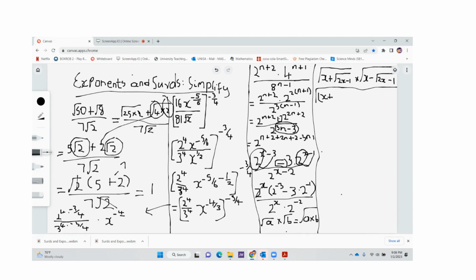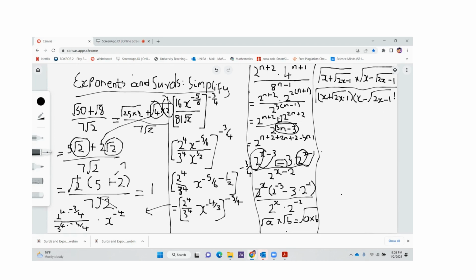x plus root 2x minus 1 multiplied by x minus square root of 2x minus 1. Immediately I see difference of 2 squares.